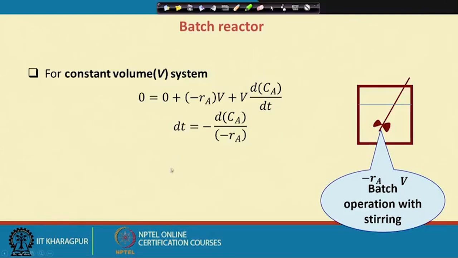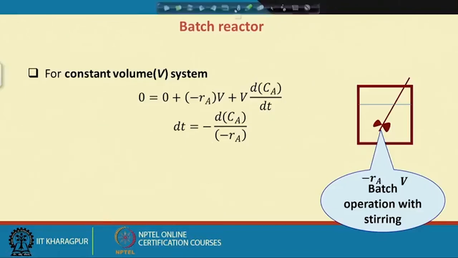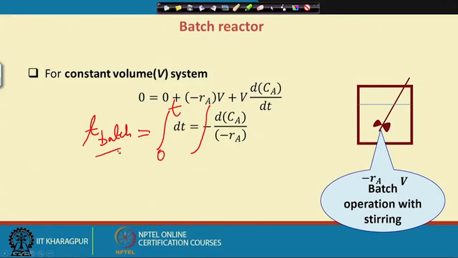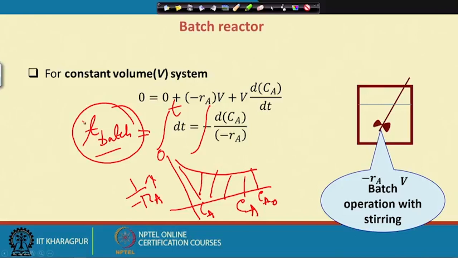Now, if we want to find out the batch time, how can we do that? I can do the integration here, am I right? I can do the integration from 0 to t. So, this is equal to T batch, and this is equal to like this. Now, if you want to calculate this, how can you calculate? So, this is minus RA and this is CA, and suppose the correlation is like this, then suppose this is equal to CA 0 and this is equal to CA. So, the area under this curve is equal to T batch. We can easily calculate the batch time like this.